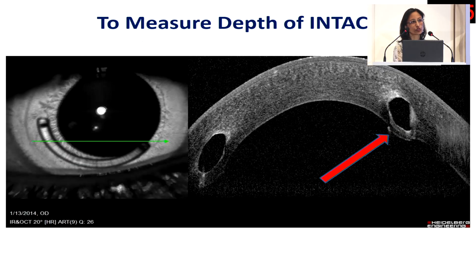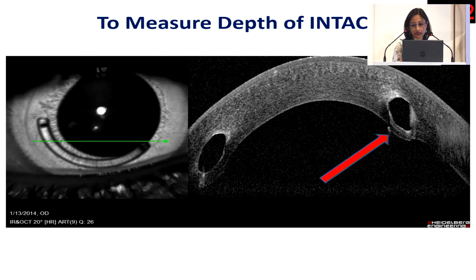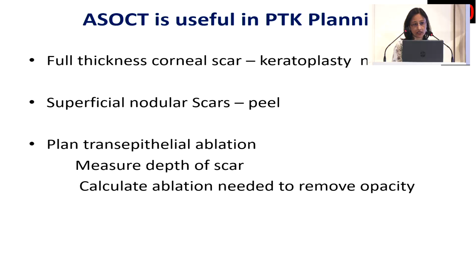We can also visualize intracorneal ring segments very beautifully. We can see the position and depth of the intacs, and sometimes the underlying stromal melting, if it is there few years after intacs, is very clearly visible on the AIOS-OCT. Now, another indication of the AIOS-OCT is in PTK planning. So whenever we see that there is a corneal scar, to manage that case, we need to know the depth of the scar, position of the scar.